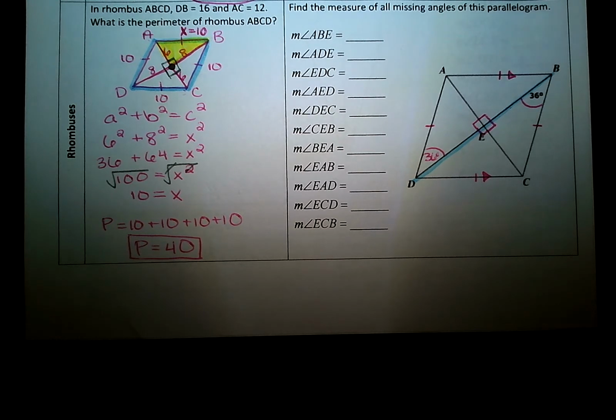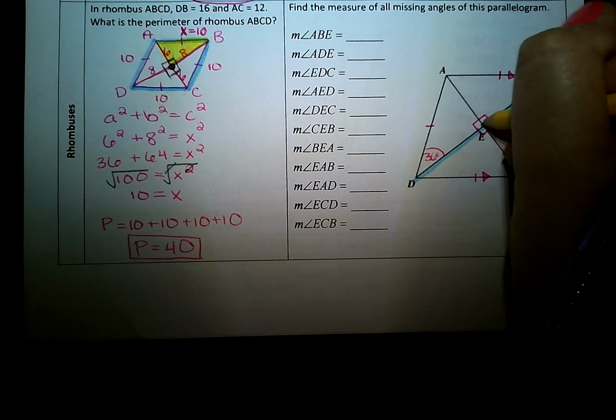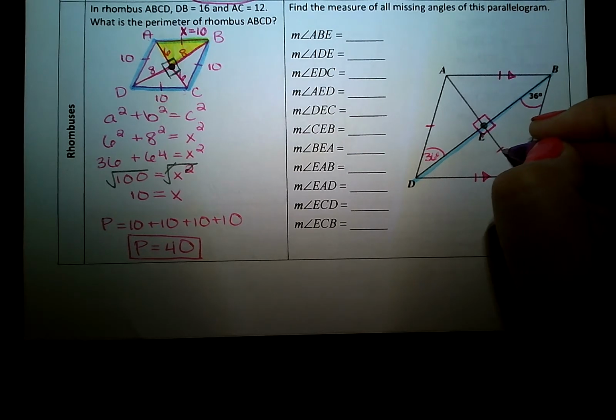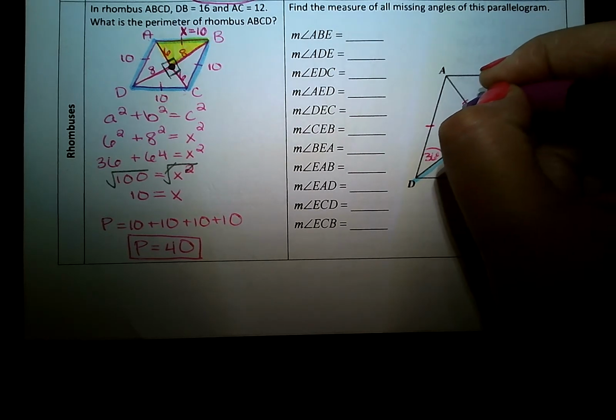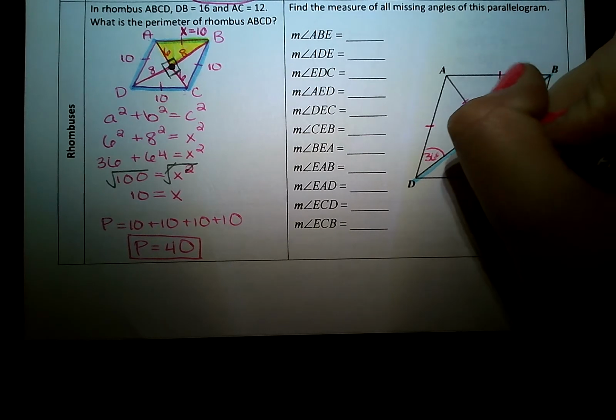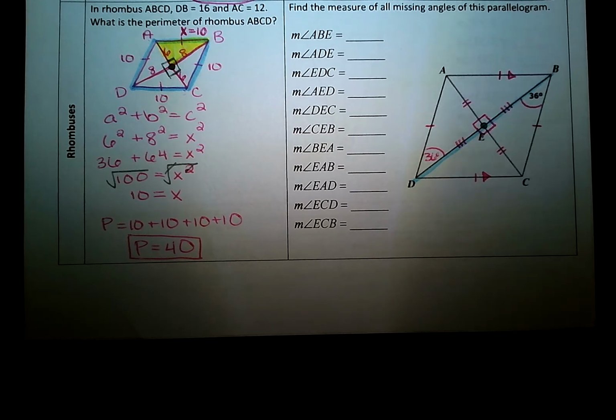What I also know is that the point E is a midpoint, and if it's a midpoint, it cuts the diagonals in half. So each diagonal has been sliced in half. Well, what do we have here now? How is this helping me?